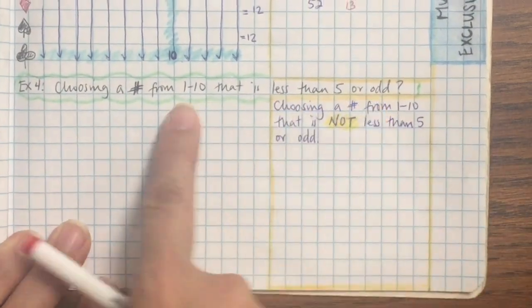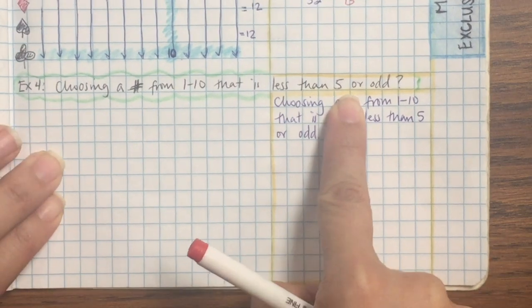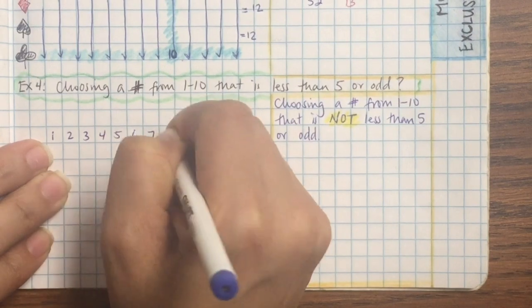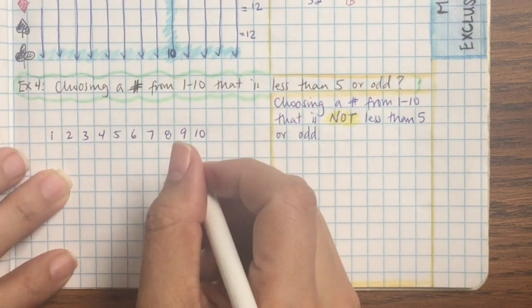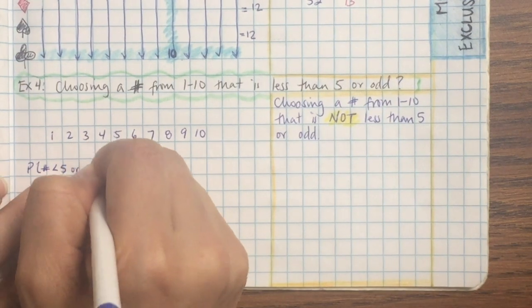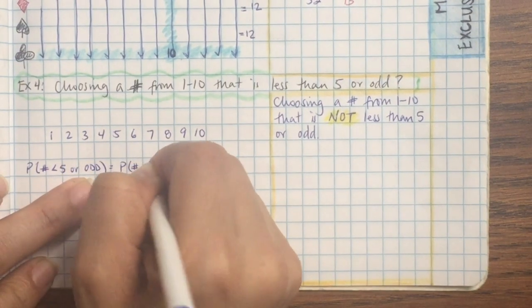So let's look at another example. Choose a number from 1 to 10 that's less than 5 or odd. So let's have all the numbers. They go from 1 to 10, so write it down. Alright, less than 5. Less than, so don't include 5. Probability that it's less than 5. What numbers are those? 4, 3, 2, 1.